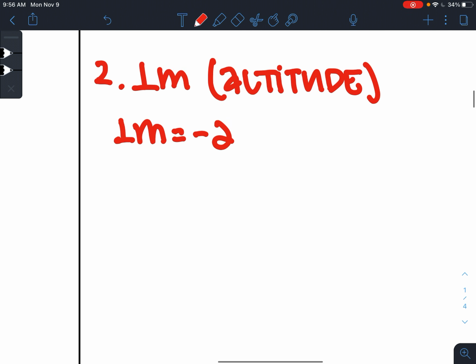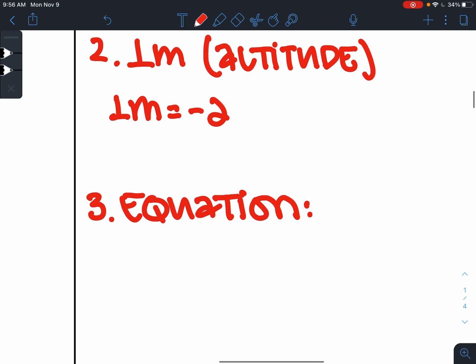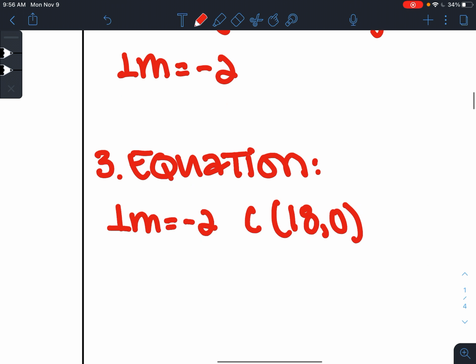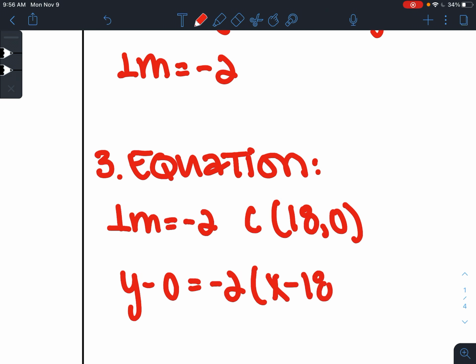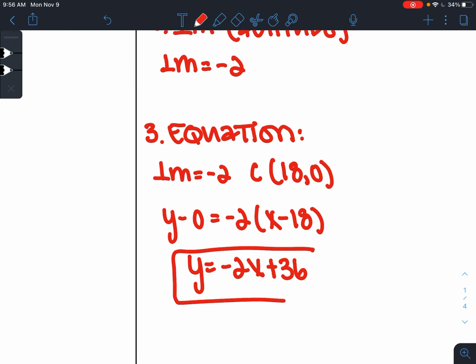And now my third step is I'm ready to find my equation. My equation is going to include my perpendicular slope of -2 and point C, which it has to pass through, which is 18, 0. And now I'm going to plug this into point slope form. So I'm going to do y minus 0 equals -2 times x minus 18. Distributing through, I'm going to get y is equal to -2x plus 36. And then that's my final answer.